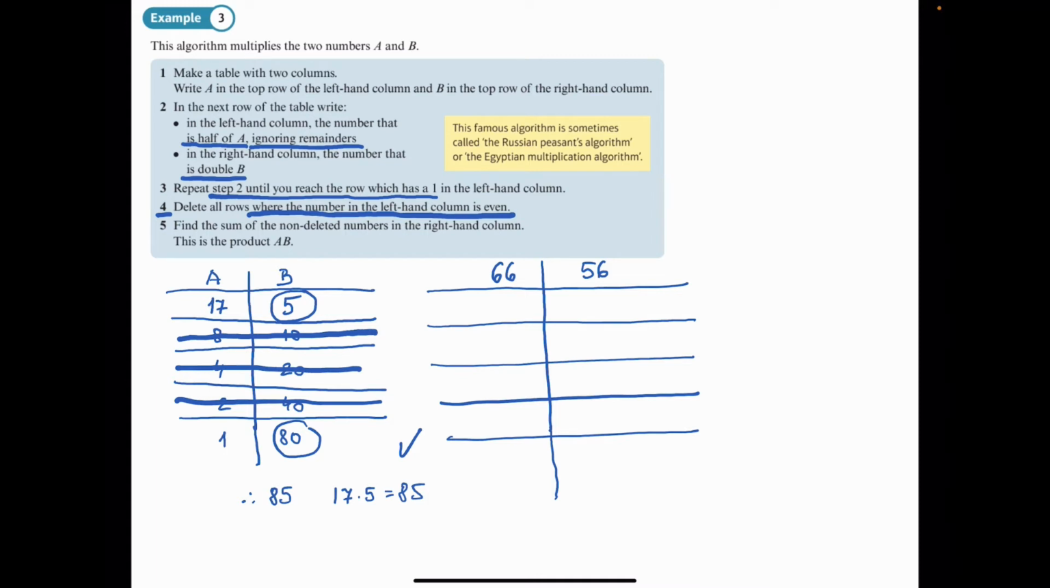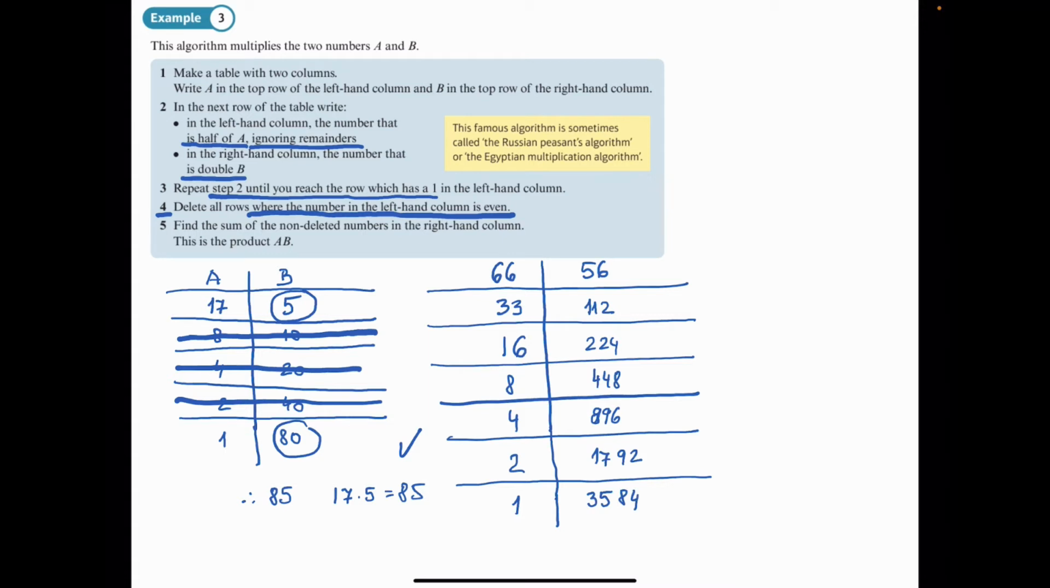So on the left-hand side we're doing the half, so 33, 16, 8, 4, 2, and 1. This will be the last one, that's the signal I need to stop. And in the other column I need to double them, so 112, 224, then 448, 896, then 1792 and 3584.